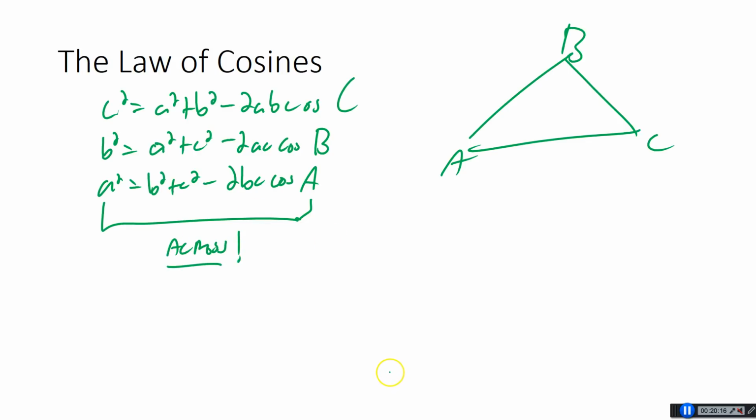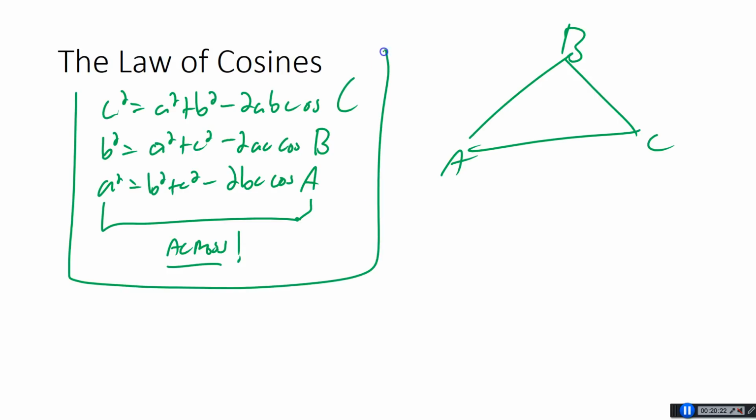Okay. So let's take a look at some examples and see how we can actually use the law of cosines. But if you write down one thing today, make sure you write down the law of cosines: c squared equals a squared plus b squared minus 2ab cosine c. That's the one that pretty much everyone knows.